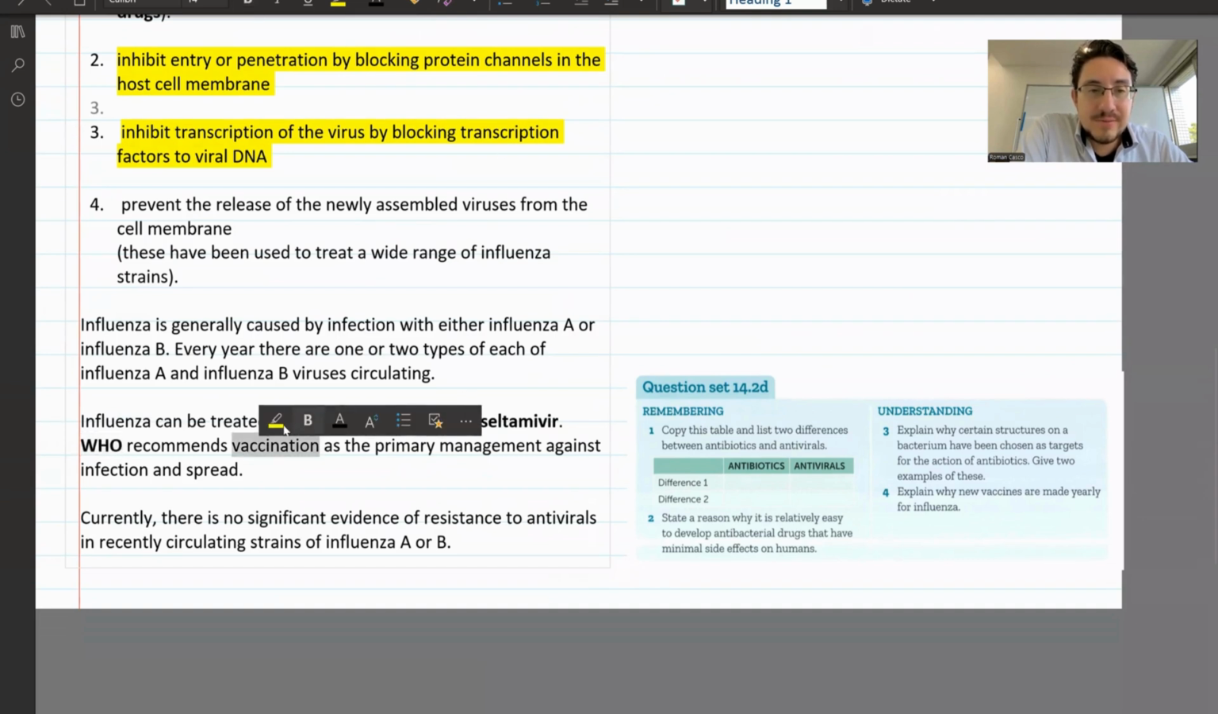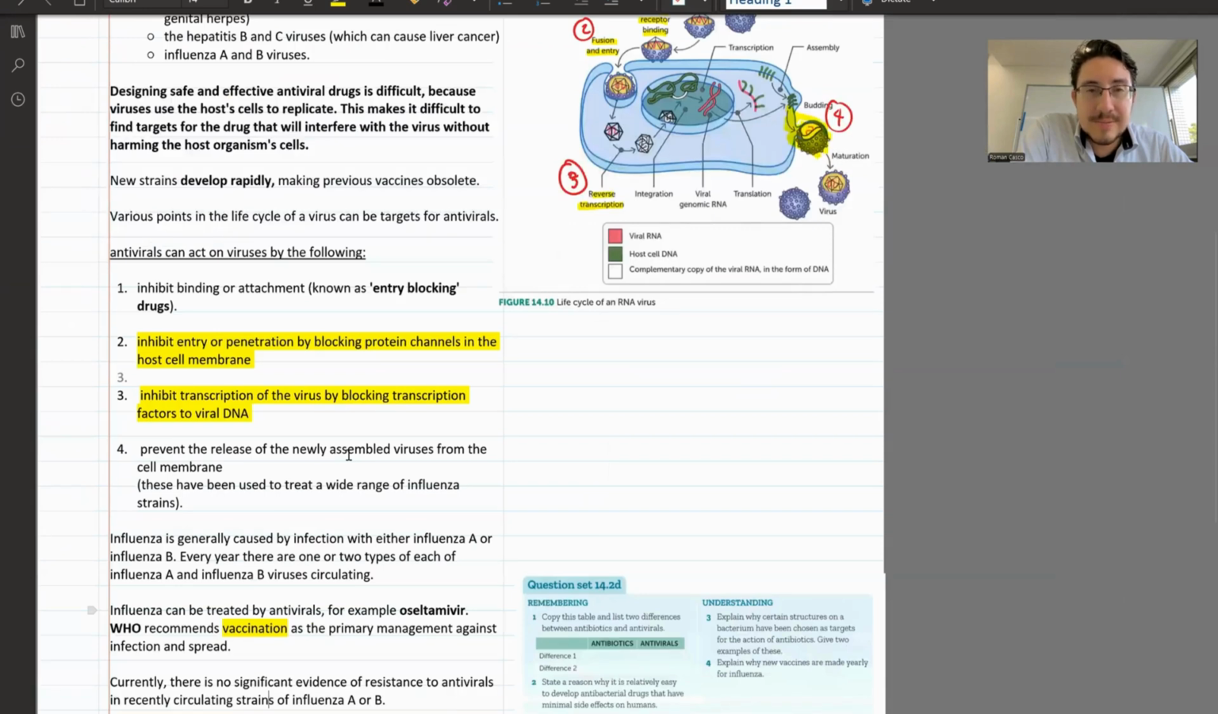Vaccination. If you can get a vaccine for these newly changed viruses, then maybe you can also help prevent the spread, right? It is interesting, this last thing. I remember putting it here because there's no significant evidence of resistance to antivirals in circulating strains of influenza. So far, so good. Take your full course, take your vaccinations. Everything seems to be working for now. Hopefully, it always stays like that.